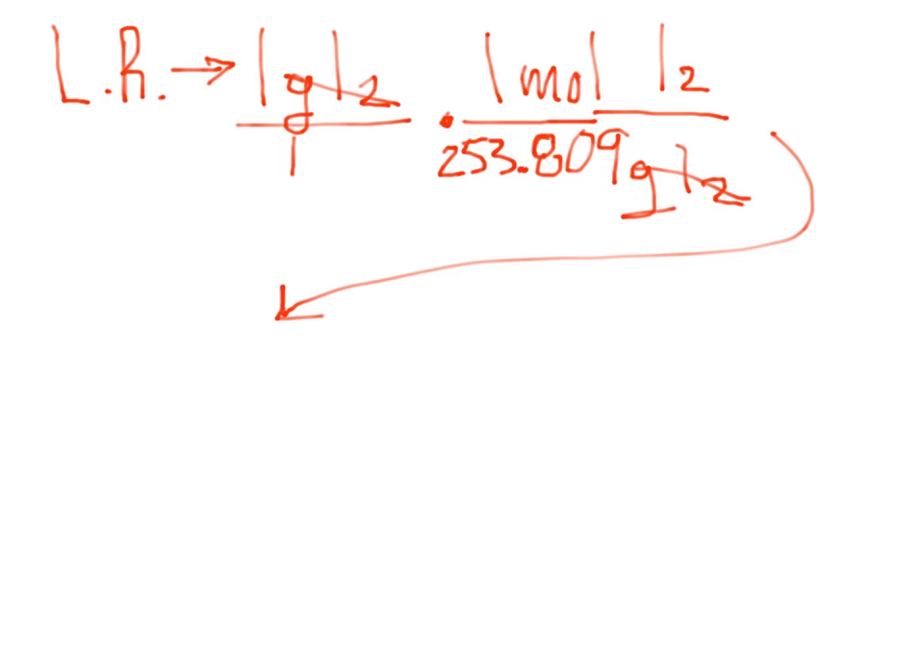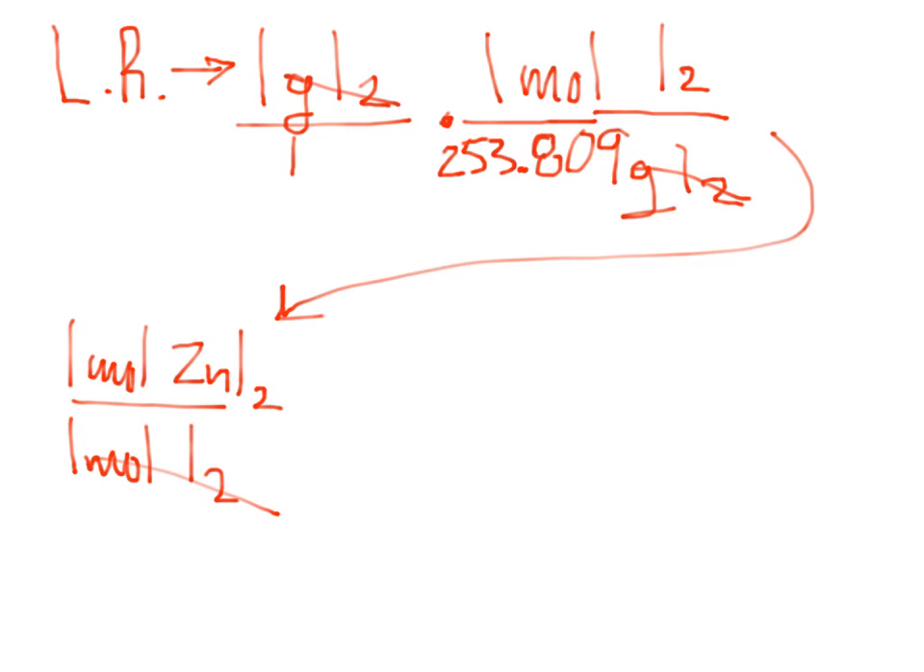And now we can use the mole ratio to convert the moles from iodine to zinc iodide, which is the product. Which is 1-to-1 really, so it's not changing anything. So 1 mole of I2 to 1 mole of ZnI2. So we just use this to cancel out the moles of I2 here and there. We're just left with the moles of ZnI2.